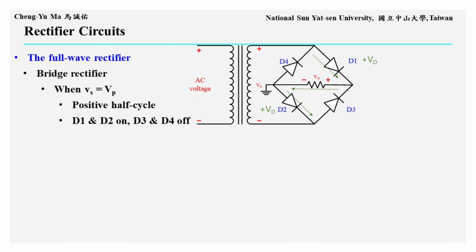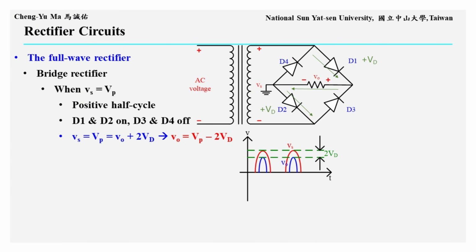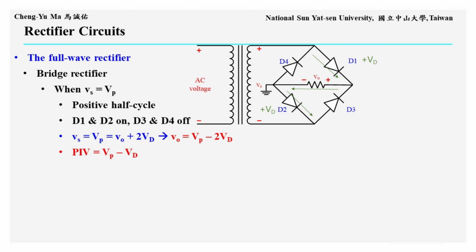D3 and D4 are off. During the positive peak, Vp is the total voltage across the conducting loop. It equals the voltage drop across D1 plus the output voltage Vo across the resistor plus the voltage drop across D2. Since both D1 and D2 are conducting, each diode drops Vd. Therefore, Vp equals Vo plus 2 Vd, and Vo equals Vp minus 2 Vd. This also means that D1 and D2 can both conduct only when the positive input voltage is greater than 2 Vd.